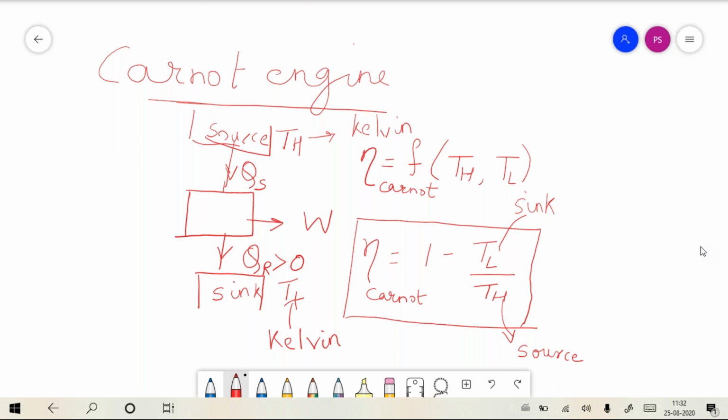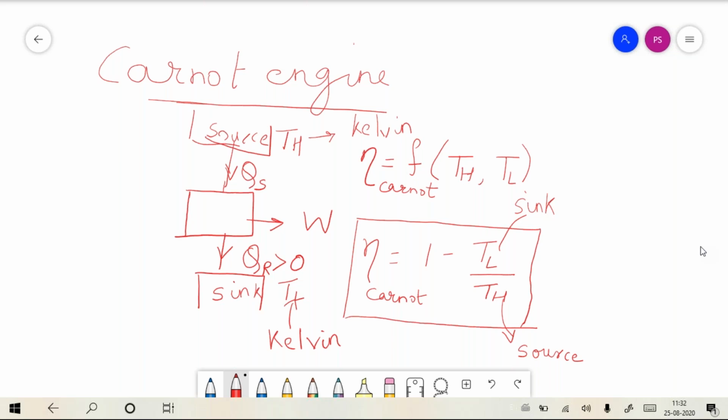Listen to this question carefully. I will repeat this question again. The same temperature difference. A Carnot engine operates between 800 degrees centigrade and 30 degrees centigrade. Okay, the question is, listen carefully.